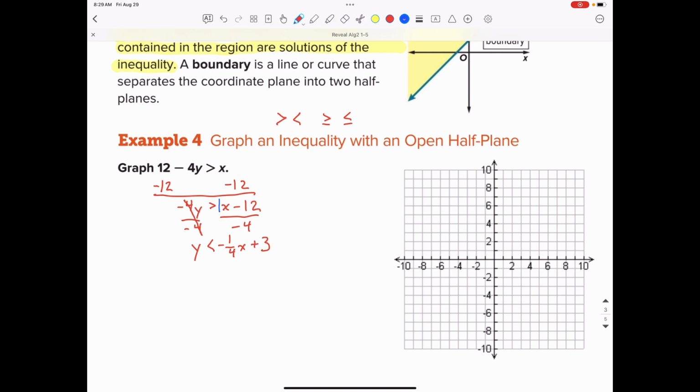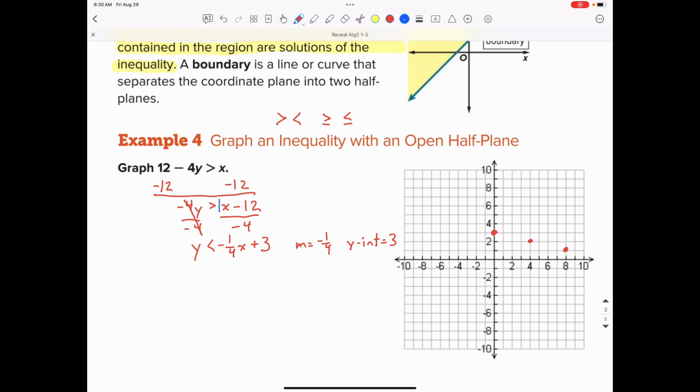So we're going to graph that boundary line with the slope and the y-intercept. We have a slope of negative 1/4 and a y-intercept of 3. So we will start at the 3. Place a point there. My slope of negative 1/4 will be down 1, to the right 4. Down 1, to the right 4. And then I will connect those points.